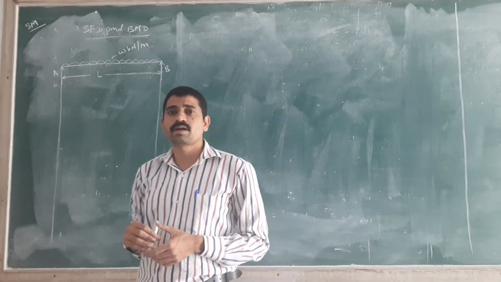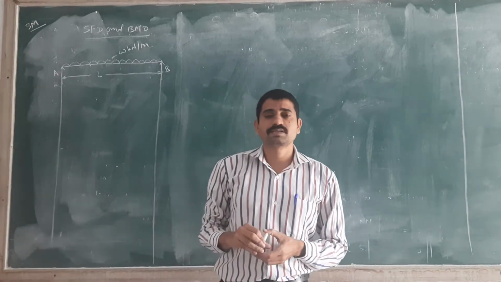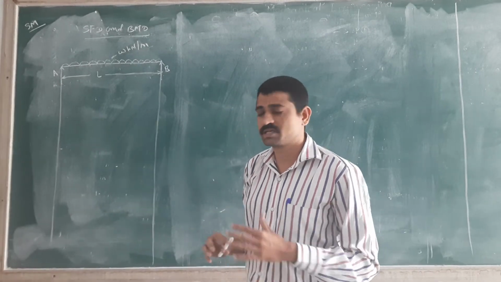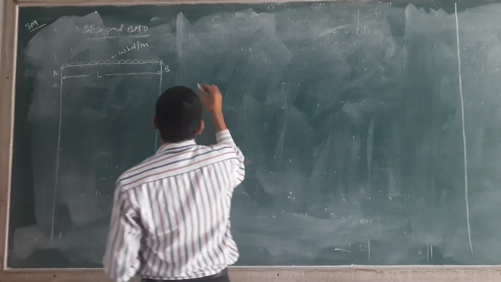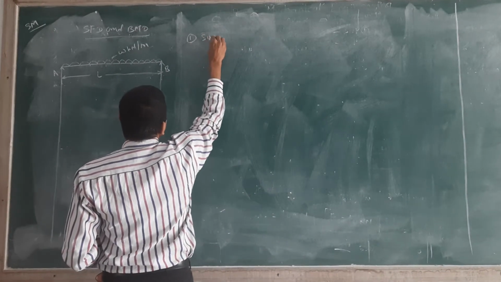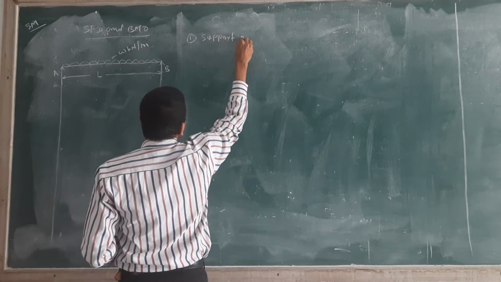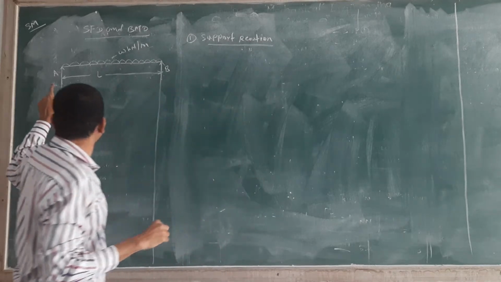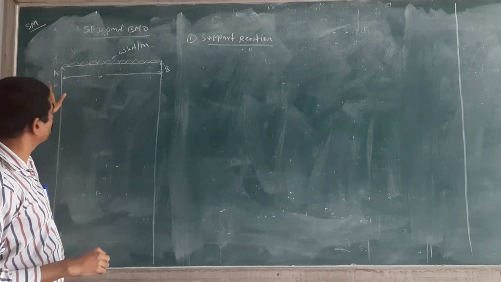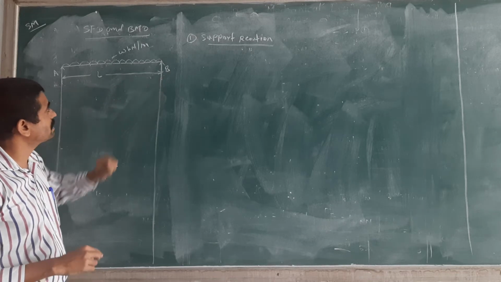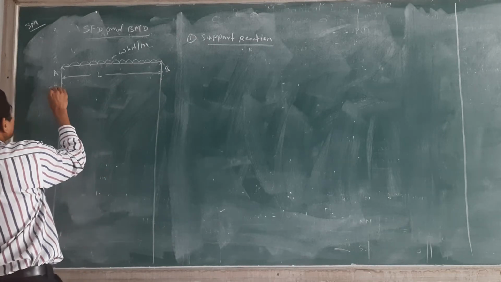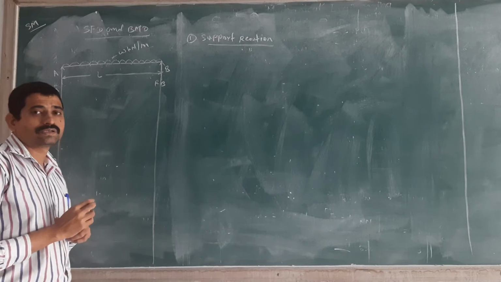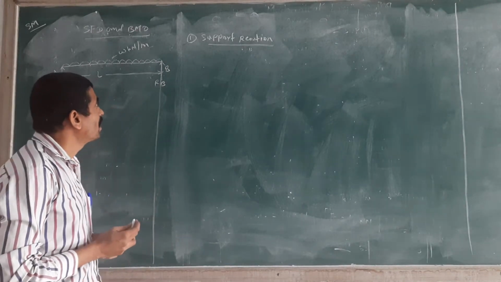Then how to draw the SFD and BMD, or how to do the SF calculations and BM calculations? In today's lecture, we will see the details. First, you have to remember that the first step is to calculate the support reactions. Which are the support reactions? There are two supports. One is support A and the second is support B. So here we have support reaction RA and support reaction RB.